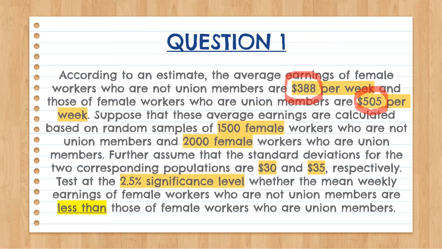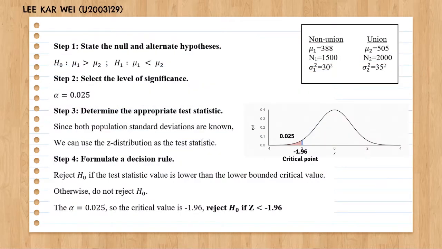Test at the 2.5% significance level whether the mean weekly earnings of female workers who are not union members are less than those of female workers who are union members. So we have some information from the question. For the non-union, the population mean is 388, the sample size is 1,500, and the standard deviation is 30. For the union, the population mean is 505, the sample size is 2,000, and the standard deviation is 35. So let's start with the first step.